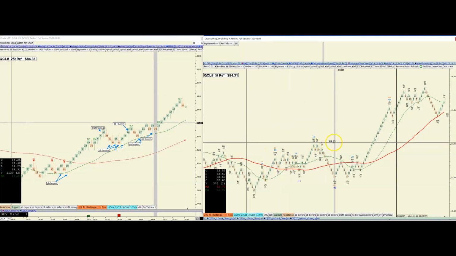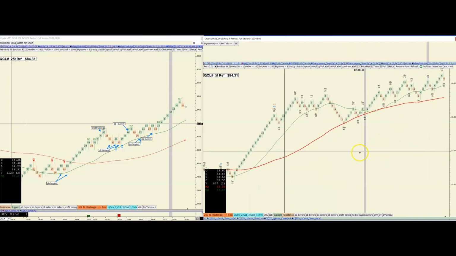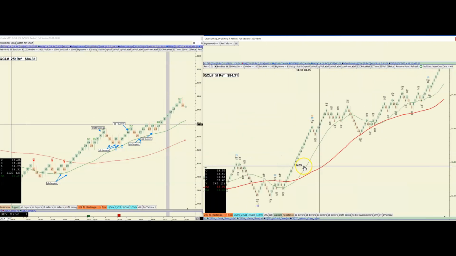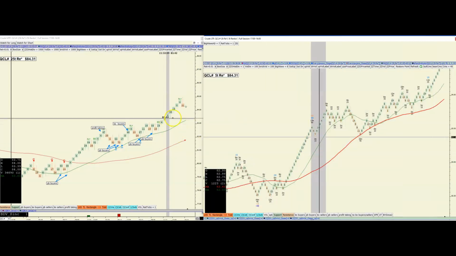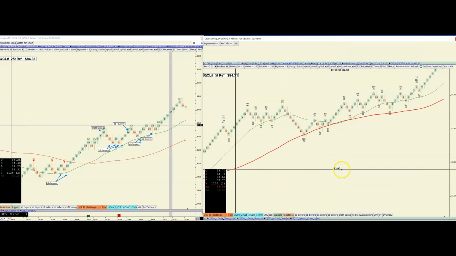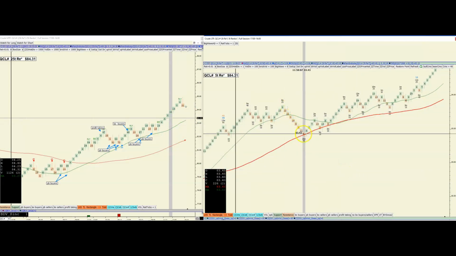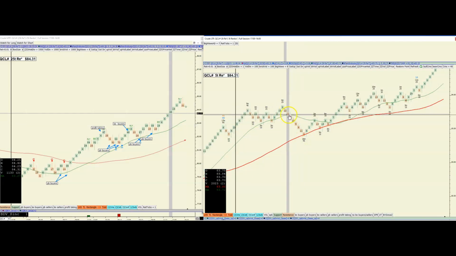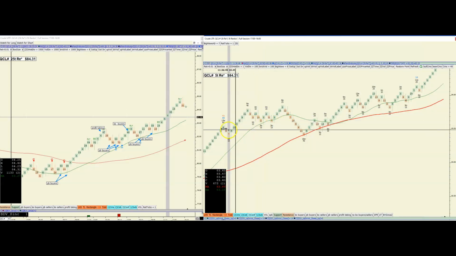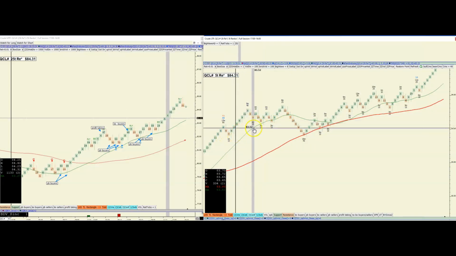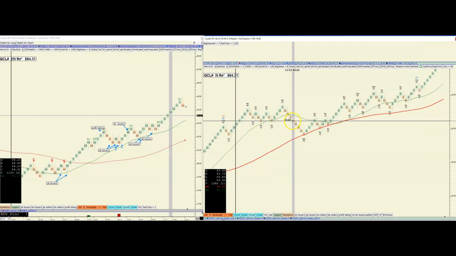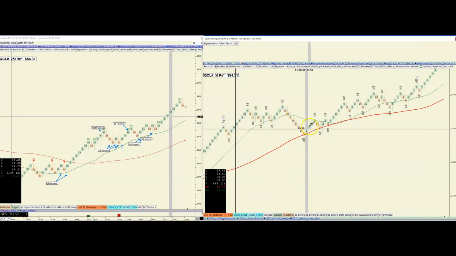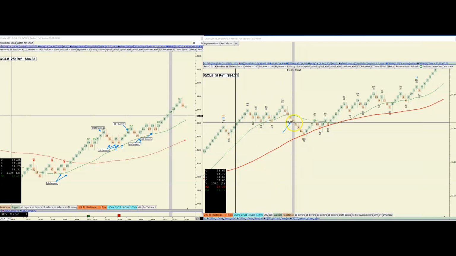This is obvious. I'll show you right here. Look at this. We're in markup, right? Look at this wave down. In this wave, you have selling pressure. You have a break of this low, and it goes all the way down here. You have a breakout right here on 14, as it breaks these lows.